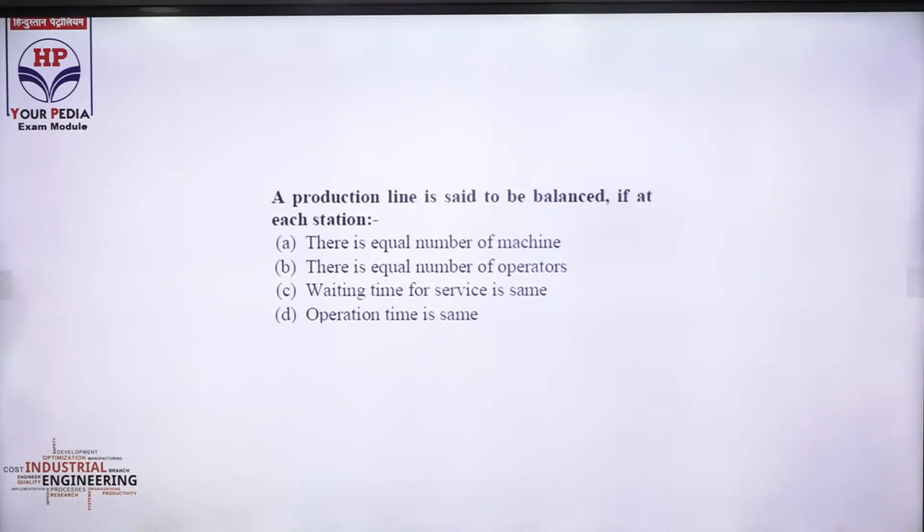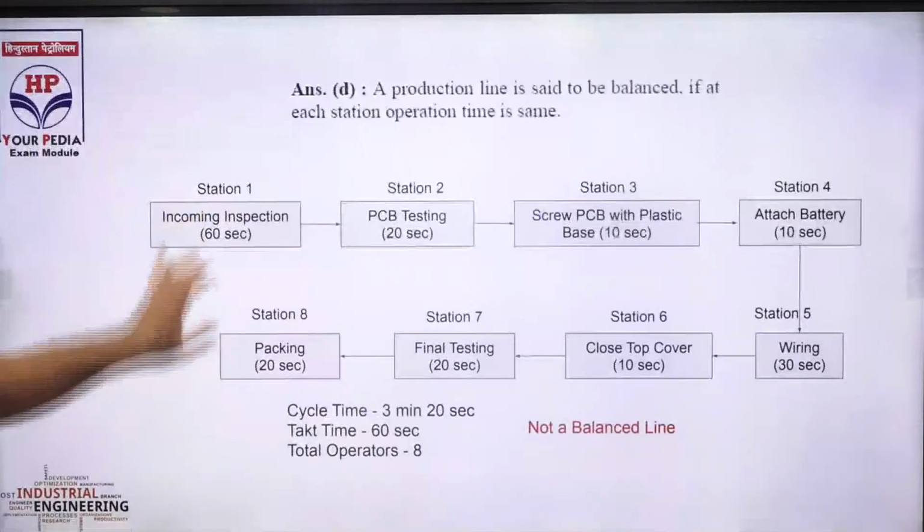A production line is said to be balanced if at each station... Now in mass production, there is something called a production line. So a mass production system has production lines. And when do you say a production line is balanced? When do you say the line is balanced? If at each station the operation time is the same.